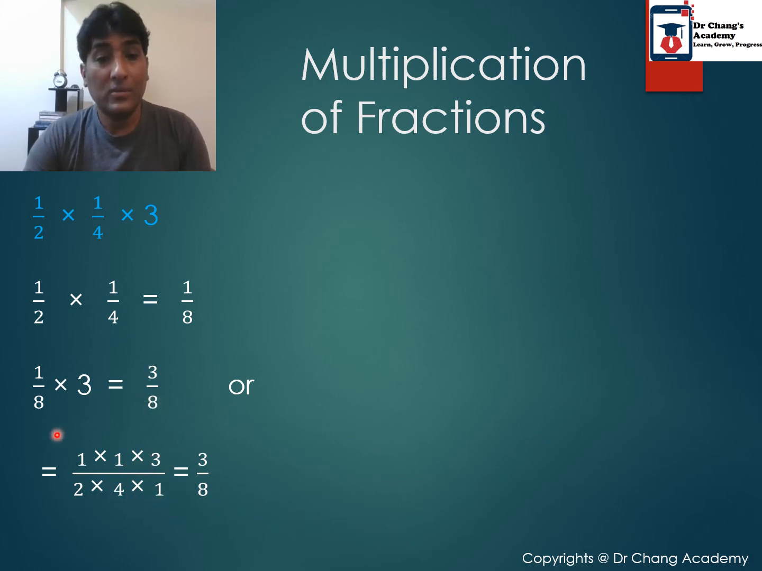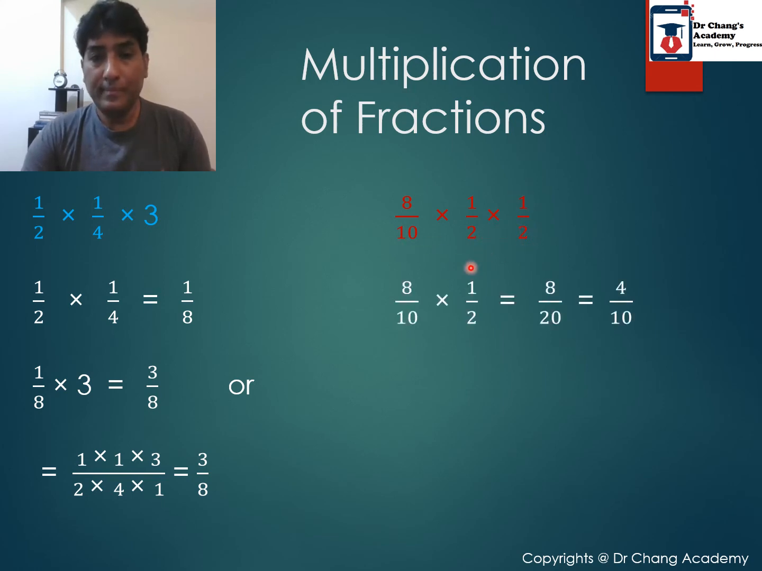Okay, and conceptually we can see why the answer is 3/8. Let's look at another example: 8 tenths multiplied by 1 half, and whatever the result is, multiplied by half. Now we know that half of 8 tenths is 4 tenths, and procedurally this is how we do it.